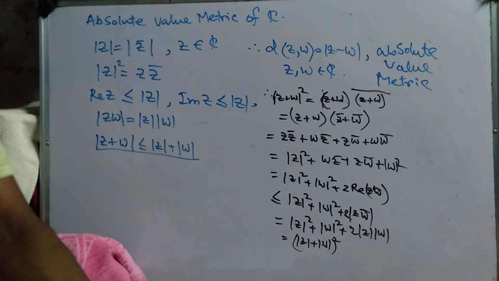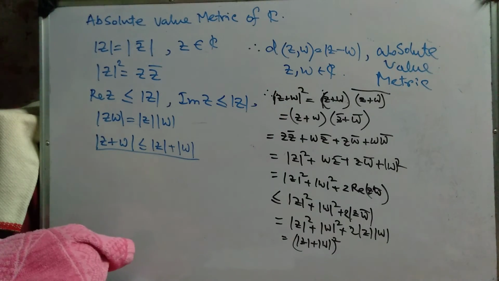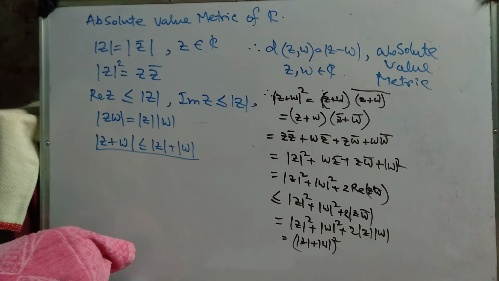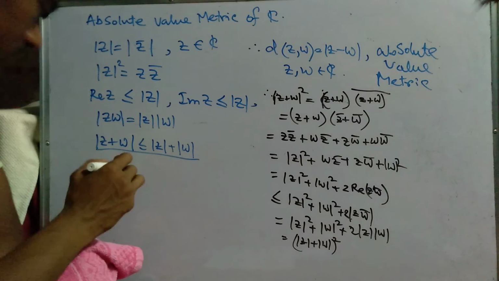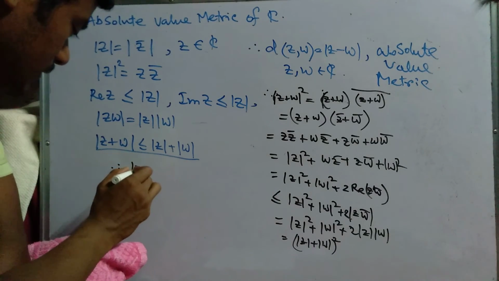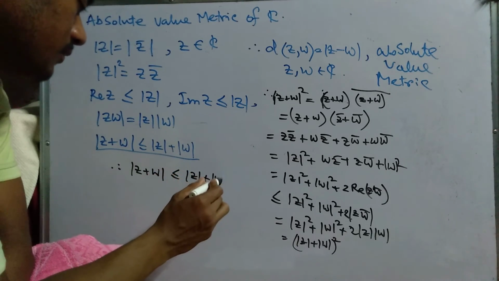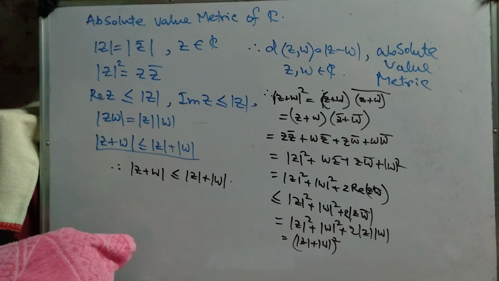That means mod of z plus w whole square is less than or equal to (mod z plus mod w) whole square. Then mod of z plus w is less than or equal to mod z plus mod w. So today I stop here.